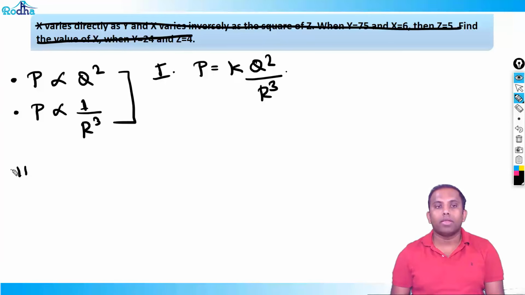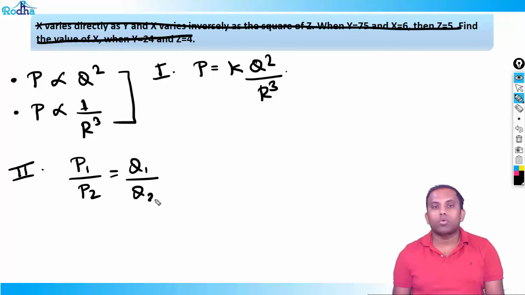What is the second way of combining? I can write these two as p1 by p2. In this case I can write the ratio p1 by p2 is equal to, p is directly proportional to q, so that means q1 by q2. Since it is a square, put a square, and it is inversely proportional to r, that means r2 by r1, right? And since it is cube, make it cube.